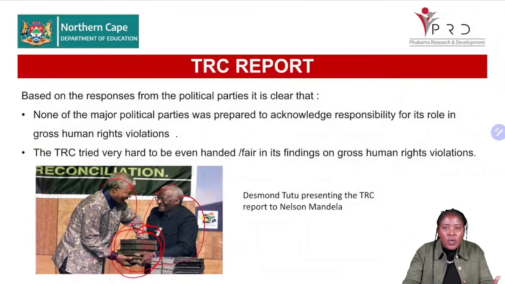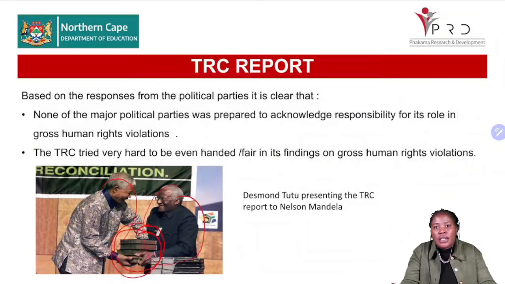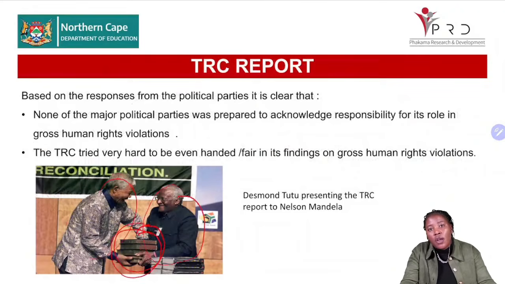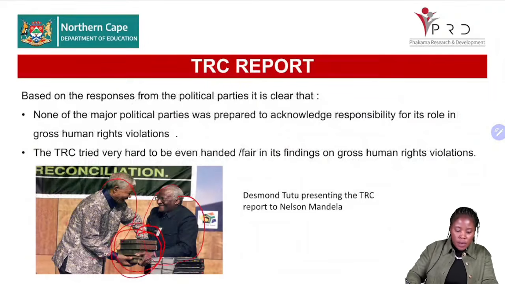Now remember, the NP said the TRC is a witch hunt. The TRC is against the National Party. When you go to the ANC again, the ANC is saying it is wrong for the TRC to be unable to differentiate between crimes that were committed by the apartheid government and the ones that were committed by the liberation movements, since the TRC indicated that a crime is a crime, and if one committed a crime, they should appear before the TRC and apply for amnesty. And again with the IFP, the IFP was also not happy. So it means none of the political parties was willing to take full responsibility.